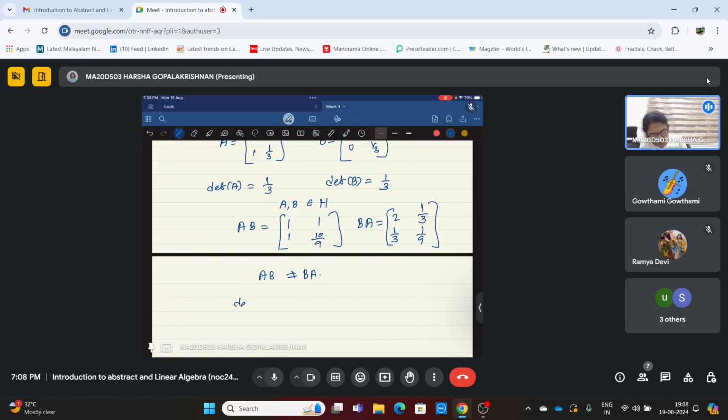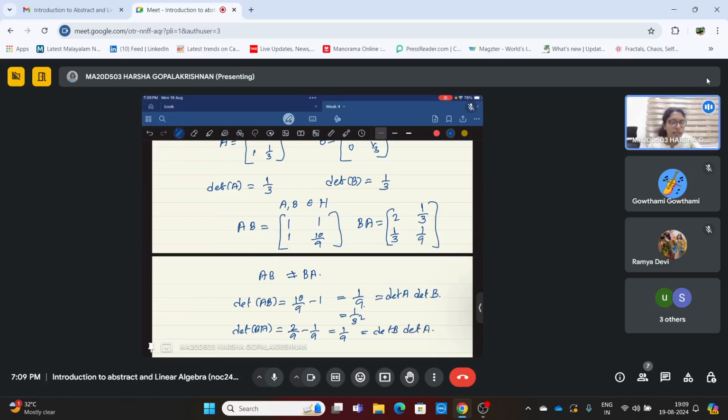And again you can consider what is determinant of AB. Determinant of AB is 10 by 9 minus 1, which is equal to 1 by 9. So this is same as determinant of A into determinant of B. The same way determinant of BA. So what is 1 by 9? This is 1 by 3 square. Again it is in the form 1 by 3 power m, so it is in H, right? So this is the closure property I am saying. So here determinant of BA also equal to 2 by 9 minus 1 by 9, which is again 1 by 9, which is same as the determinant of B into determinant of A.